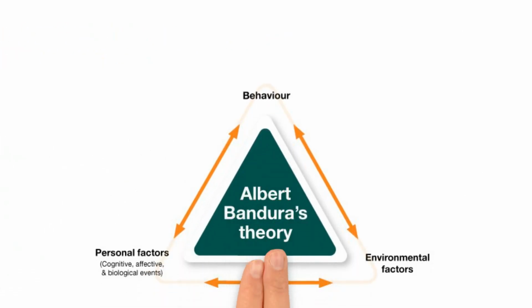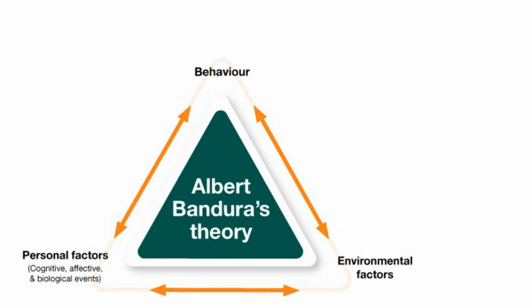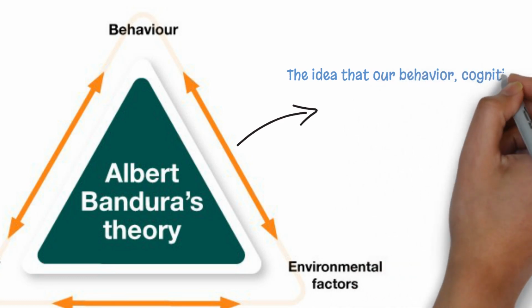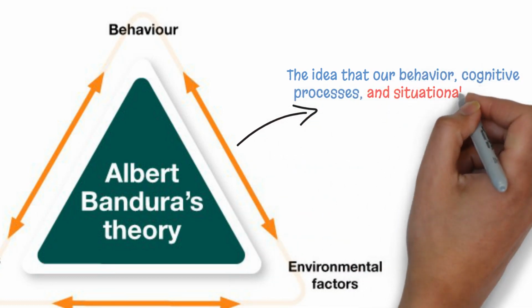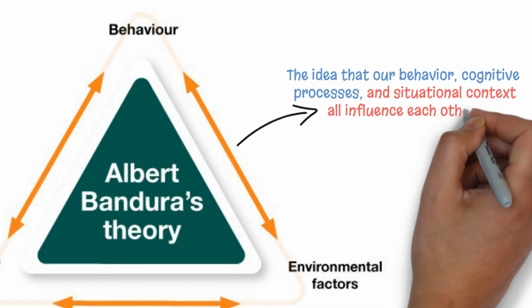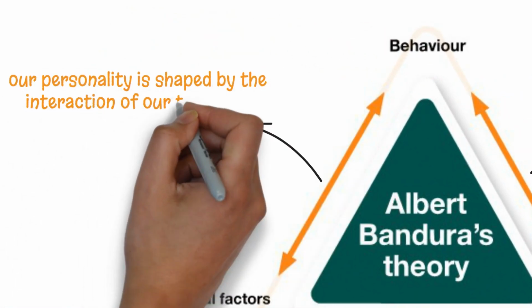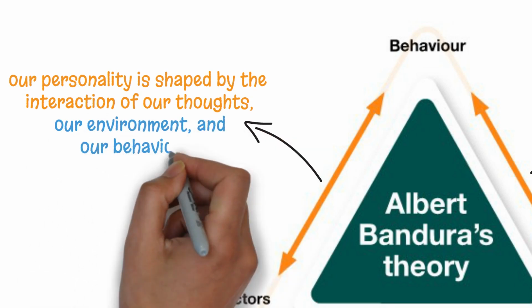The social cognitive perspective, pioneered by Albert Bandura, integrates the importance of cognitive processes and reciprocal determinism. The idea that our behavior, cognitive processes, and situational context all influence each other. According to this theory, our personality is shaped by the interaction of our thoughts, our environment, and our behaviors.